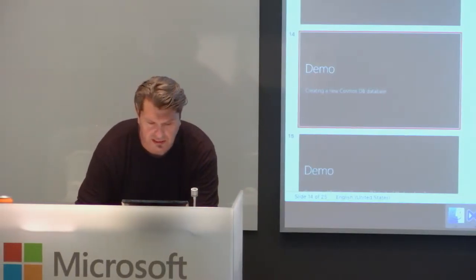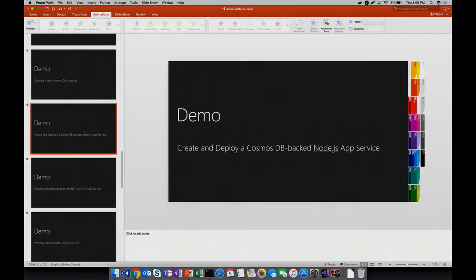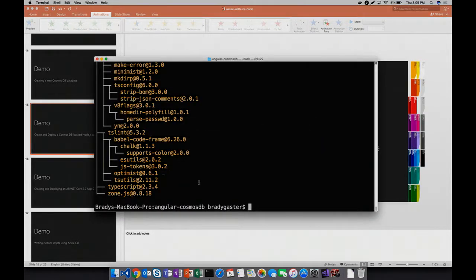Pretty awesome. So they can actually bring their stack, which is nice. Now that I've got that created, I'm going to want to go ahead and deploy a Cosmos DB-backed Node.js app service up to Azure. So I've already pulled down John's code because I couldn't write it myself.